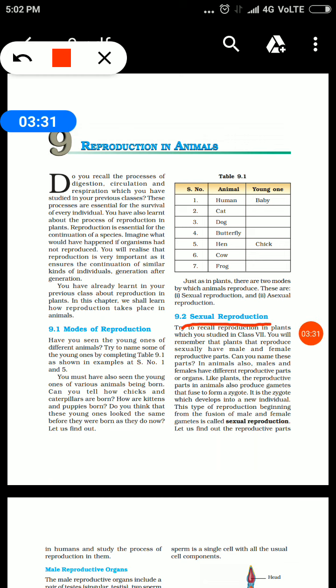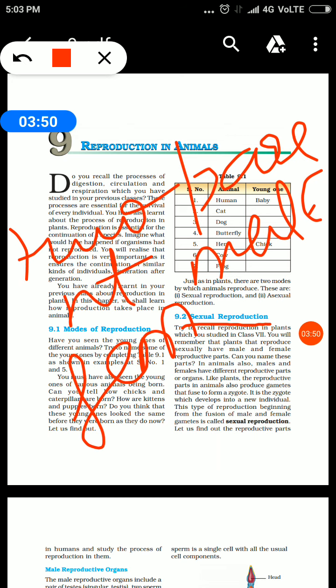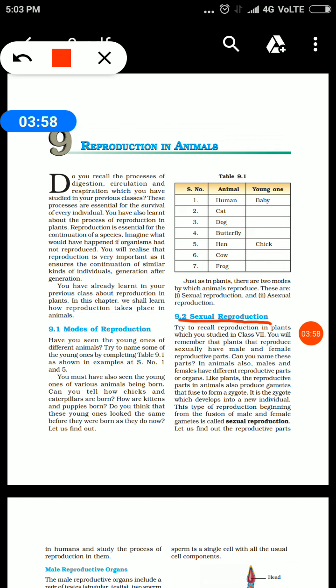So in sexual reproduction, what do you understand by sexual and asexual, the main difference? The main difference is that in sexual reproduction we need two parents. Why? Because it is done with the fusion of male and female gametes. So male gamete is present in the father parent and the female gamete is present in the mother parent. So both the parents are needed in case of sexual reproduction. And if a baby is born, if an offspring is there, then the baby would have the characteristics of both the parents.